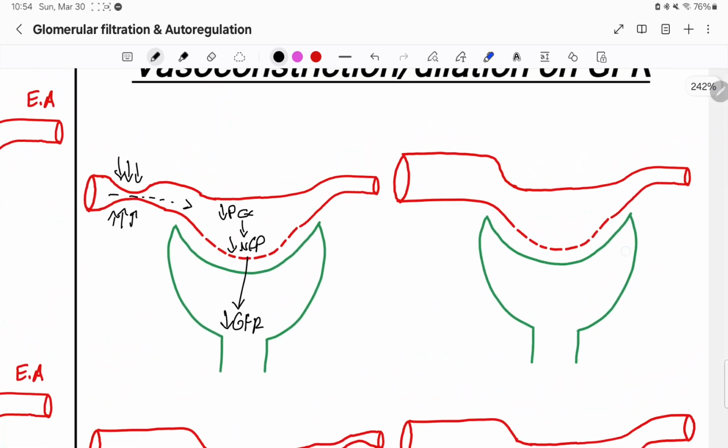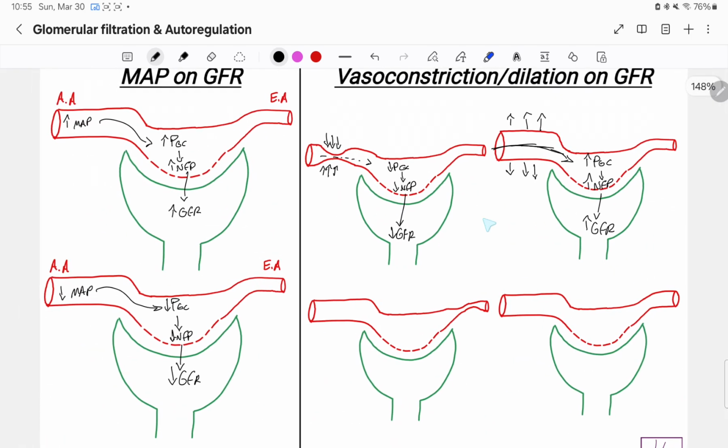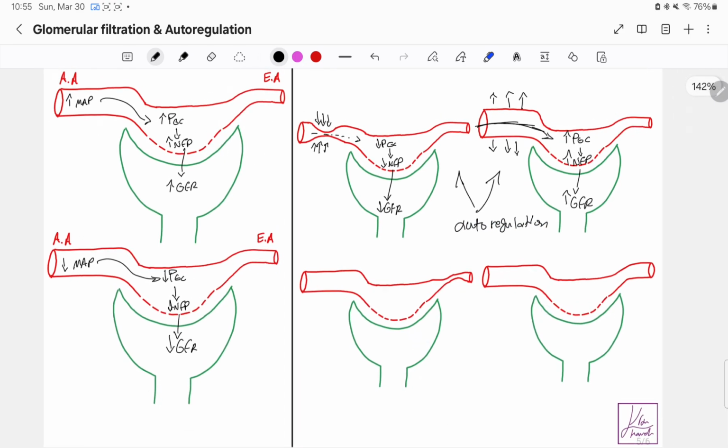Okay? What if I were to vasodilate the afferent arteriole? Well, the opposite response would occur. I would bring in a whole bunch more blood. And if I bring in a whole bunch more blood, what would I do? I would increase the PGC, which would increase the NFP, and of course increase the GFR. Now, these two scenarios right here can both be seen in the kidneys' autoregulation mechanism that we're going to talk about in the next slide.